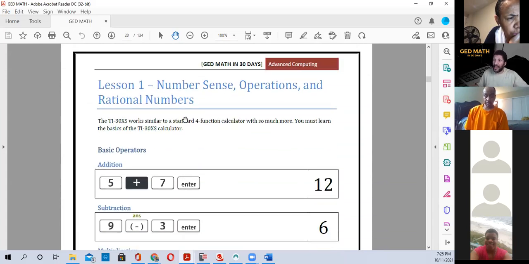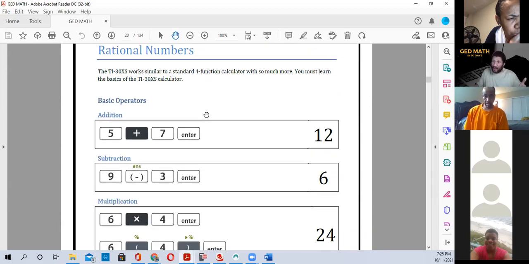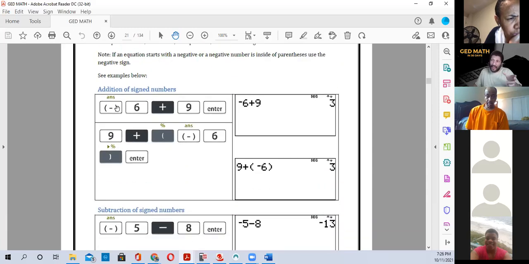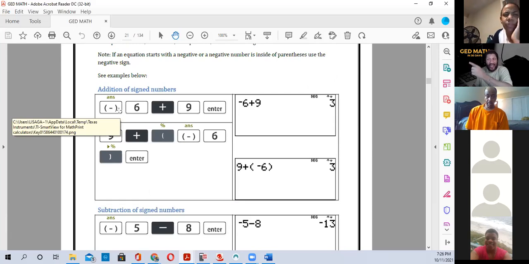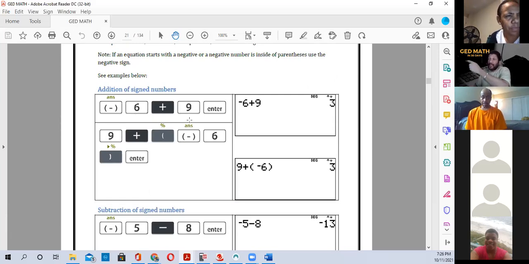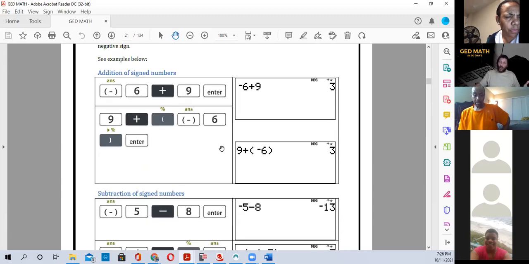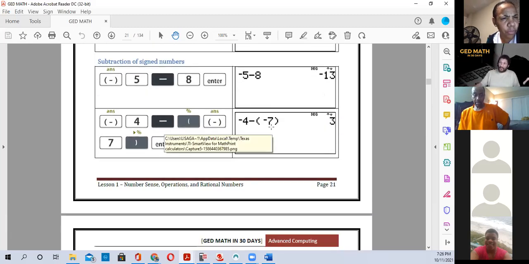Now, after you finish that, you're going to go through lesson 1. This is basic stuff. If you're familiar with the calculator, this should take you 30 minutes. But I wanted to ensure it, because this is telling you exactly what to type in on your calculator to get this right. So -6 + 9 is the same as 9 + -6. I understand that signed numbers give people issues. If you know how to use the calculator, you don't even need to know the sign rules, because I'm showing you how to do it. Then I go over addition and subtraction, how to put in -4 minus a -7.